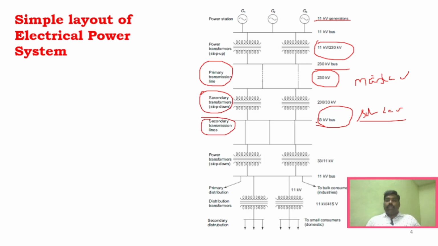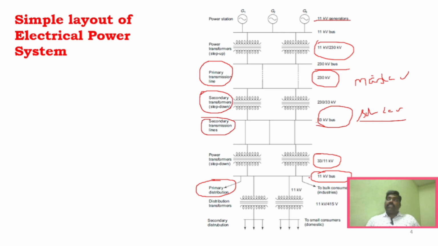From the sub load center to the main cities, again we use a transformer to convert it to 11 kilovolt. Whatever we saw in the previous slide, I'm just explaining the voltages here. So from the substation it is sent to the distributors, where again it is converted to 11 kilovolt. This is called primary distribution.